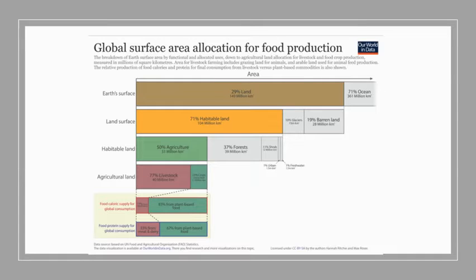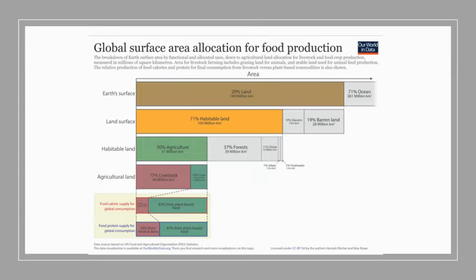So this is kind of a fun chart that shows how much of the Earth's area is used for different types of food production. If you start at the top level, 100% of the Earth's surface area, 29% of that is land. And of that 29%, another 71% is habitable. The other 30% is glaciers or barren. Of that habitable land, 50% is devoted to agriculture. So of the available land that we can live in as humans, we use 50% of it to grow crops. And of that 50%, another 77% is just for livestock, and then 23% of it is crops.